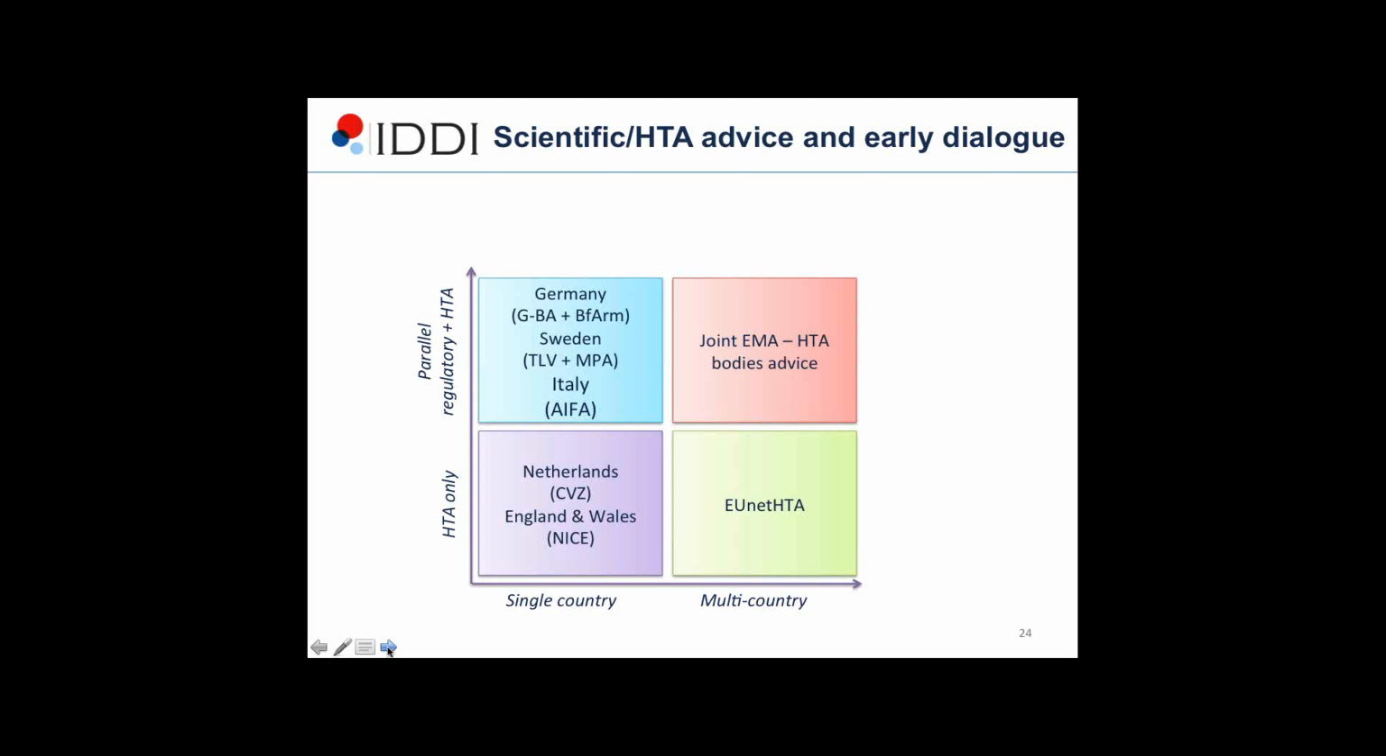or according to the geographic scope of the advice, so whether one single country is involved or even more countries at the same time. So the examples in Germany, Sweden and Italy are examples of parallel advice given within a single country, but for instance EUnetHTA, which is the network of HTA agencies in Europe, has also given the opportunity of HTA advice simultaneously from different agencies across countries. Typically, NICE, HAS, G-BA, and AIFA are involved in releasing this advice.